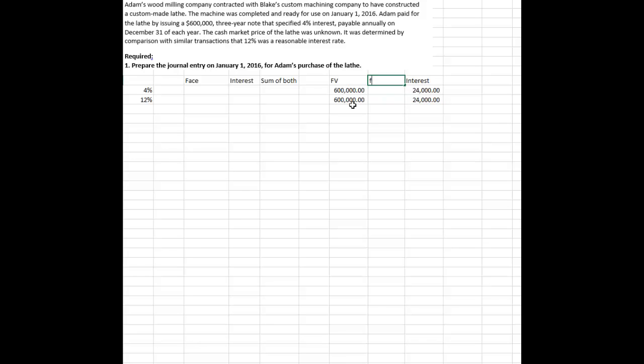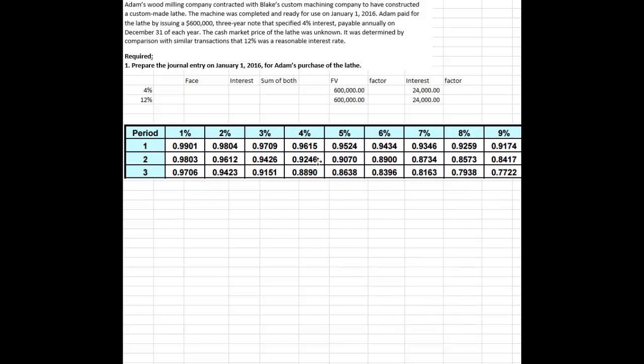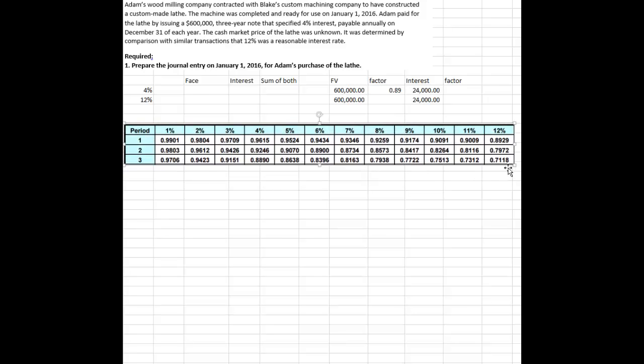So we're going to find a factor from the present value tables for the face value and a factor for the annuity. And so I've got the factor tables here. The factor of present value of $1 at 4%. If we discount using 4%, so this one here, this first line, if we discount the face, the 600 grand at 4% for 3 periods, the factor is 0.889. If instead of using 4%, we use 12%, it's 0.7118.